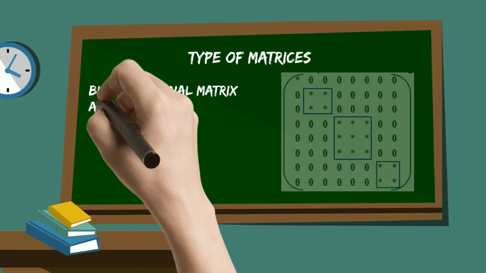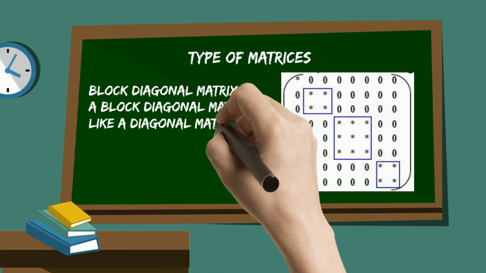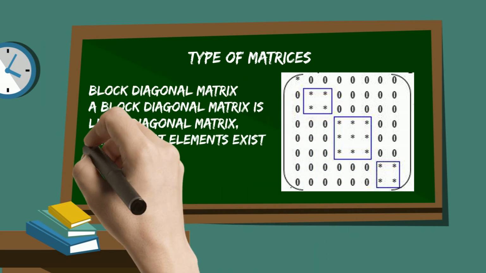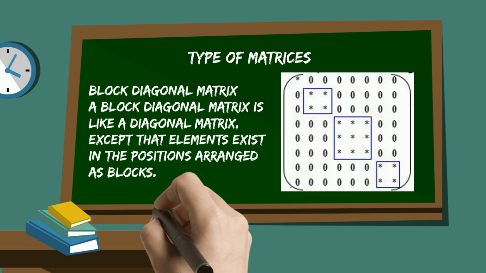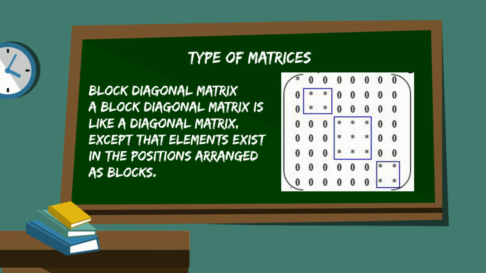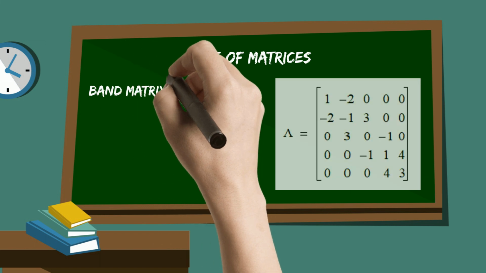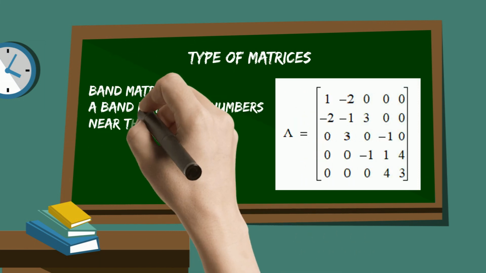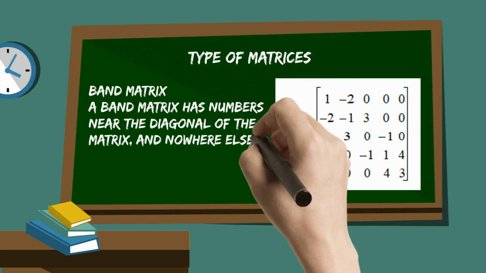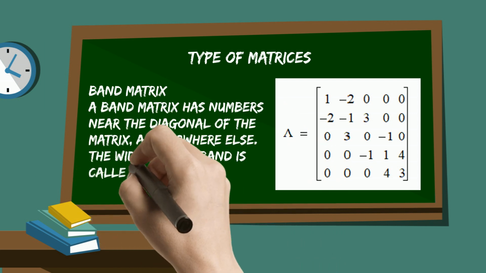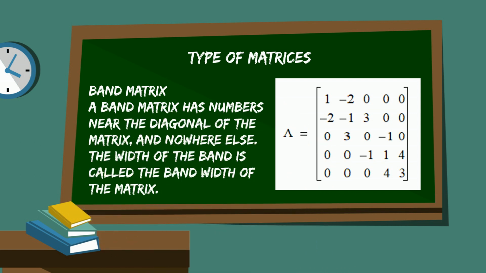Block diagonal matrix. A block diagonal matrix is like a diagonal matrix, except that the elements exist in positions arranged as blocks. In the diagram, the stars mean a non-zero element. Band matrix. A band matrix has numbers near the diagonal of the matrix and nowhere else. The width of the band is called the bandwidth of the matrix.